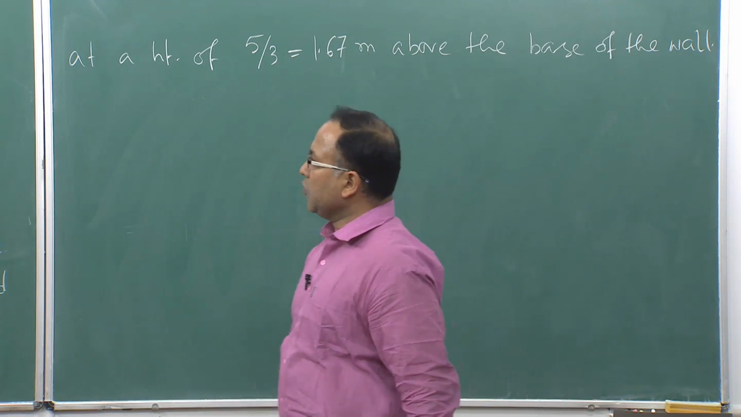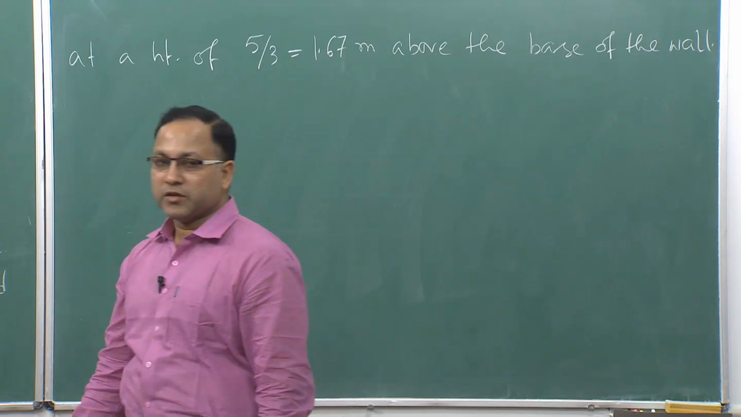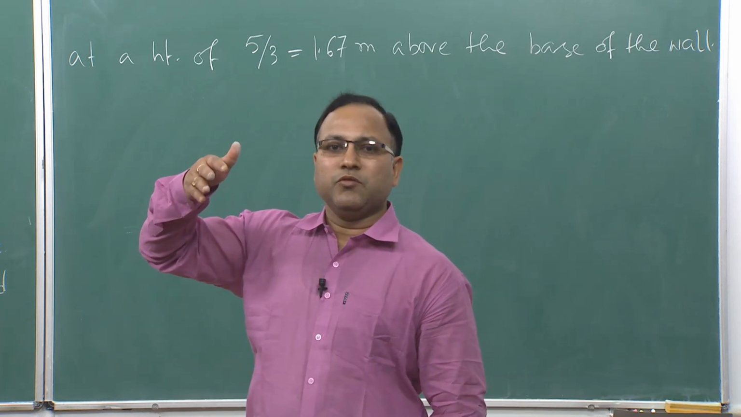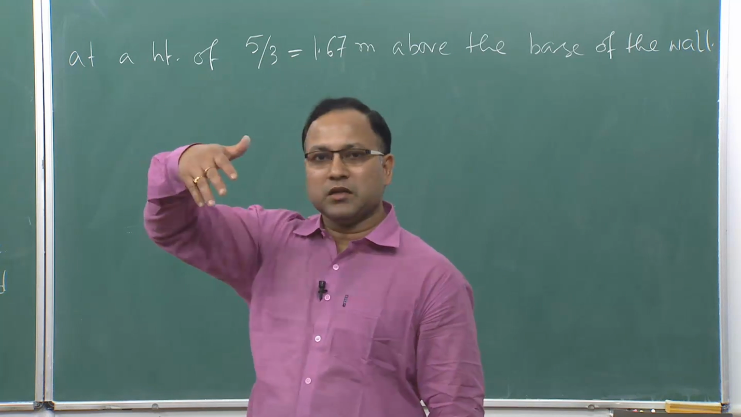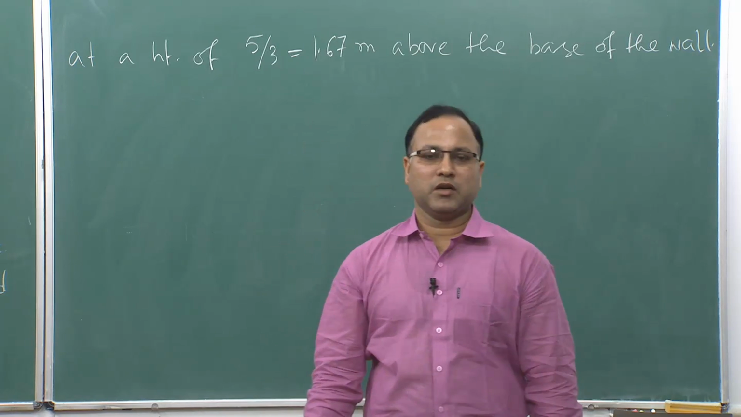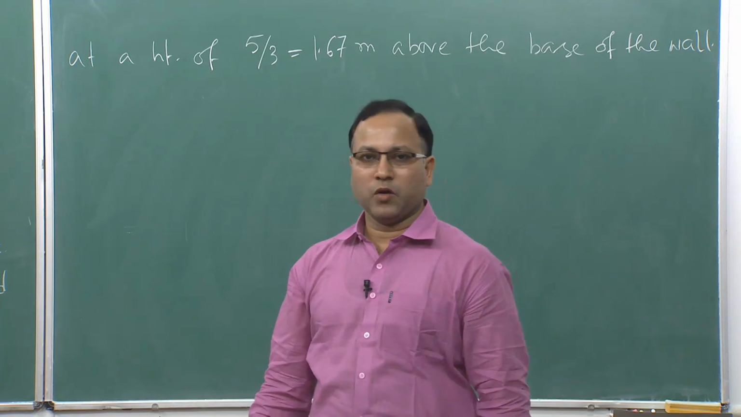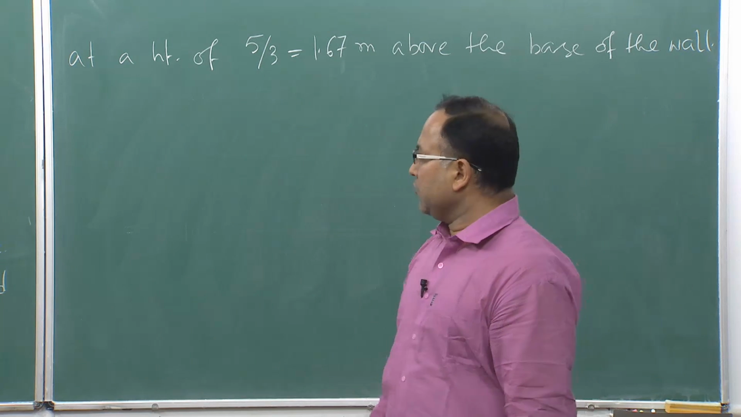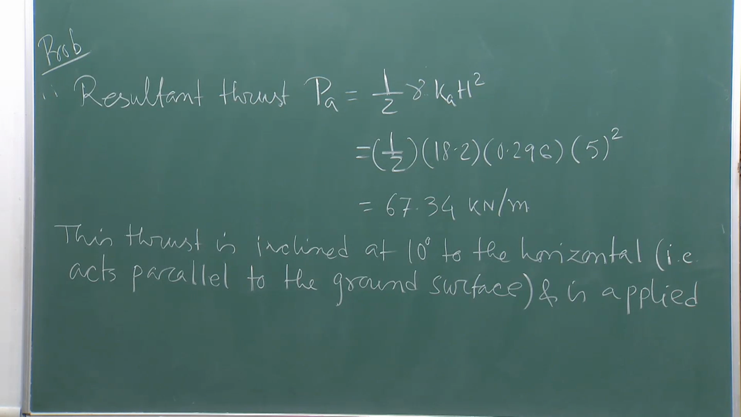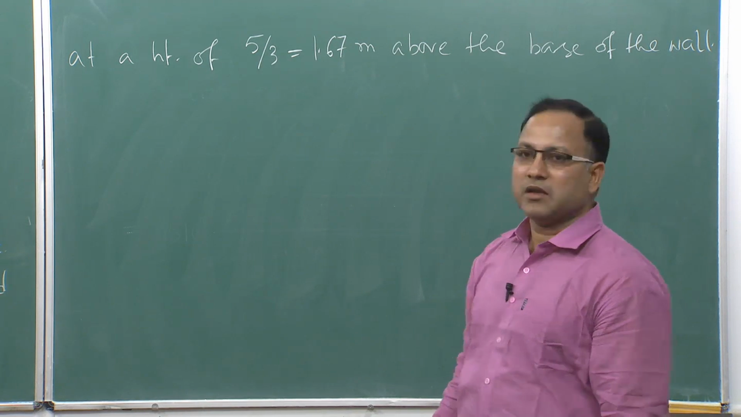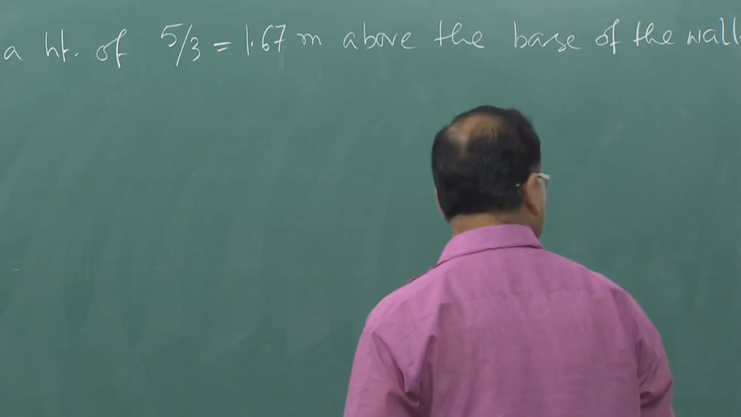So, you have got the resultant thrust equal to 67.34, which will be inclined at an angle 10 degree with the horizontal, that means parallel to the inclined back face. Already we have seen this when we talked about the inclined back face problem. It is applied at a height of 5 by 3, because this will be a triangular distribution. So, 1.67 meter above the base of the wall.